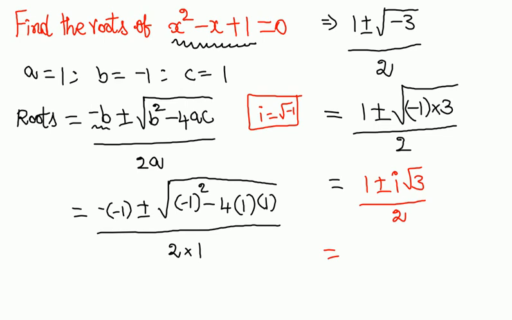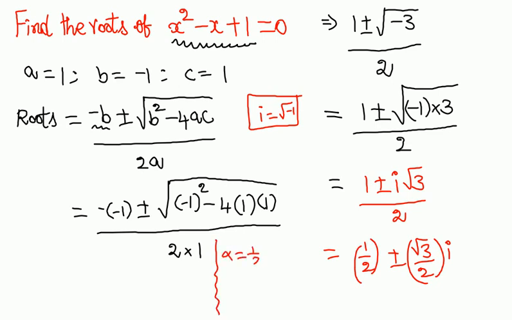So now this can be written as 1 by 2 plus or minus root 3 by 2 into i. So these are complex numbers. Here two roots will be there. So the first root alpha is equal to 1 by 2 plus root 3 by 2 into i. The second root beta is equal to 1 by 2 minus root 3 by 2 into i. So these two roots are complex numbers. So here the roots are complex numbers.